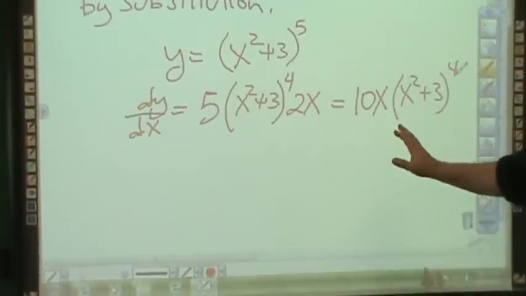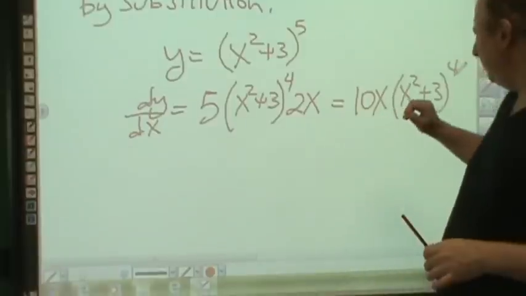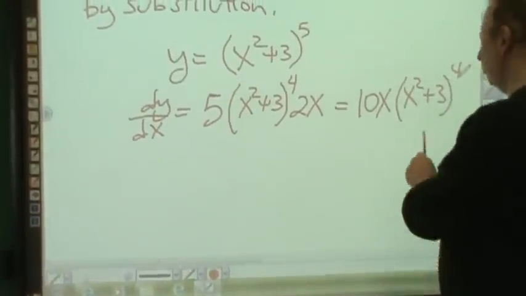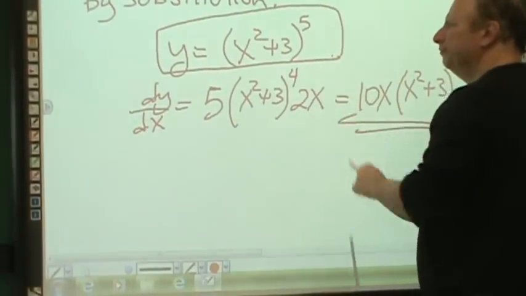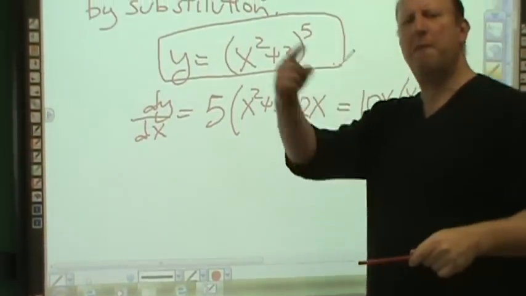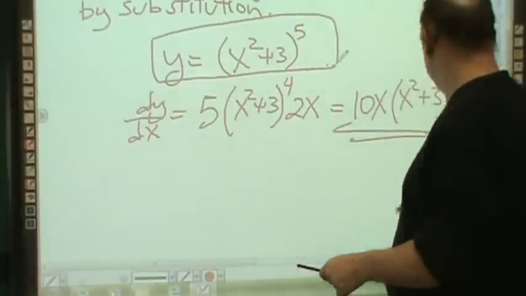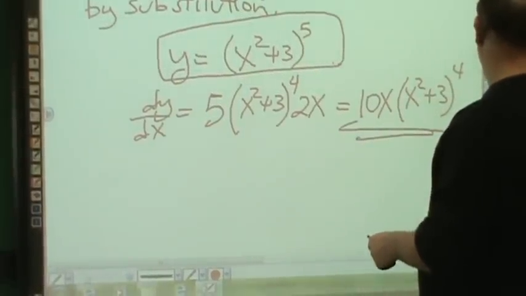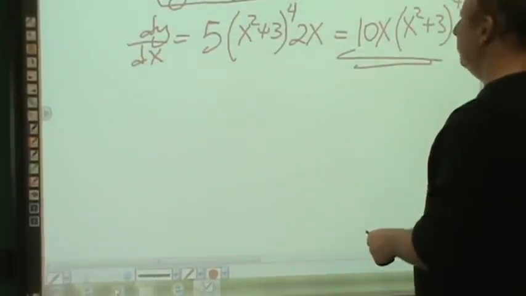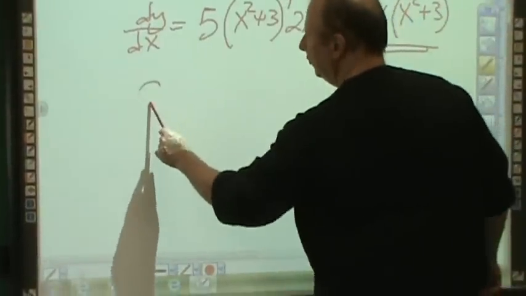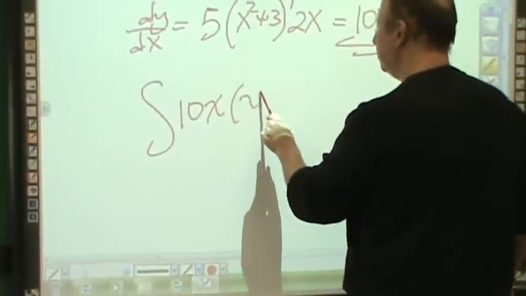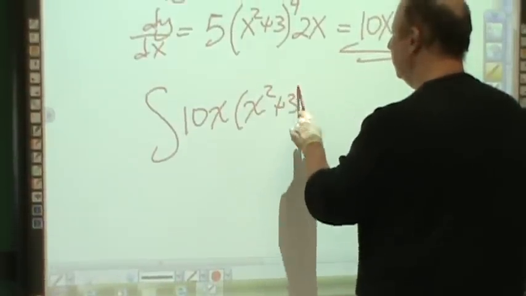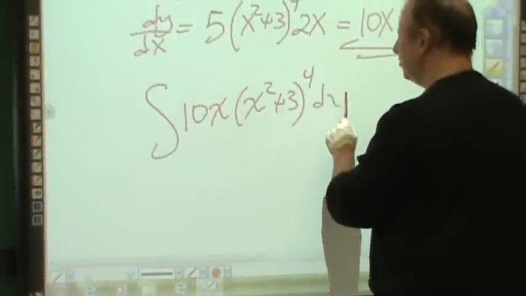Okay, so now, using what I know, I'm going to figure out the integral. I'm going to work backwards. And as I work backwards, I'm going to try now to integrate 10x times x squared plus 3 to the fourth power dx.